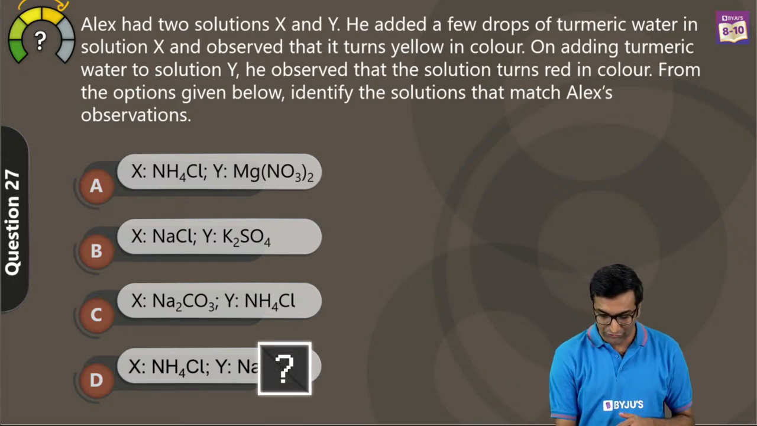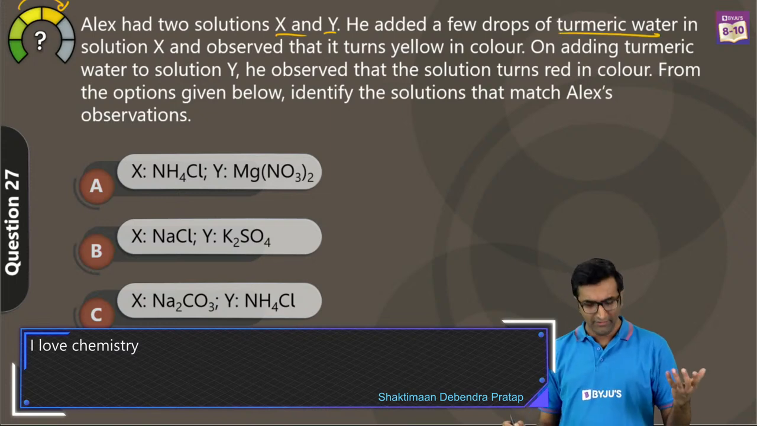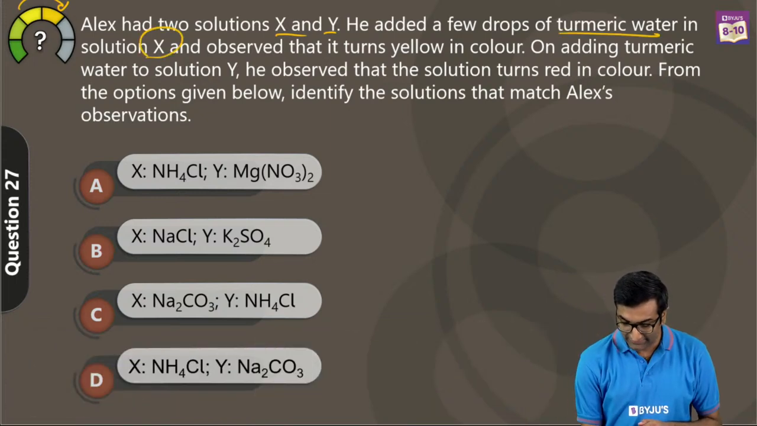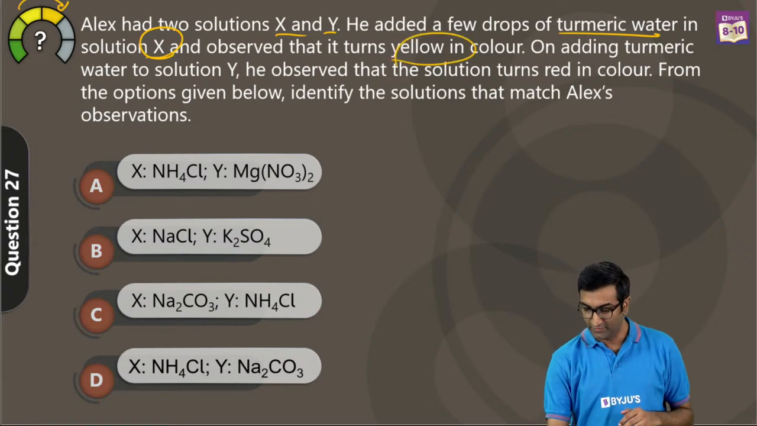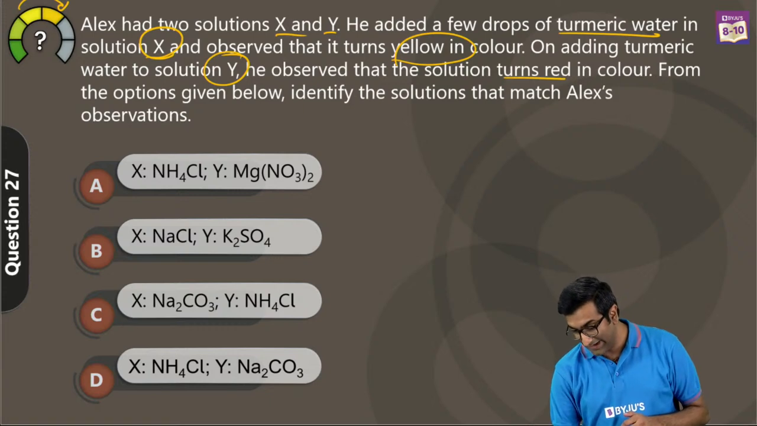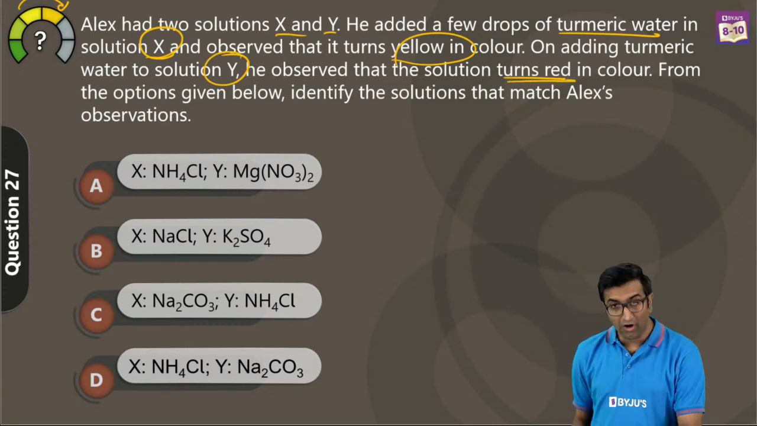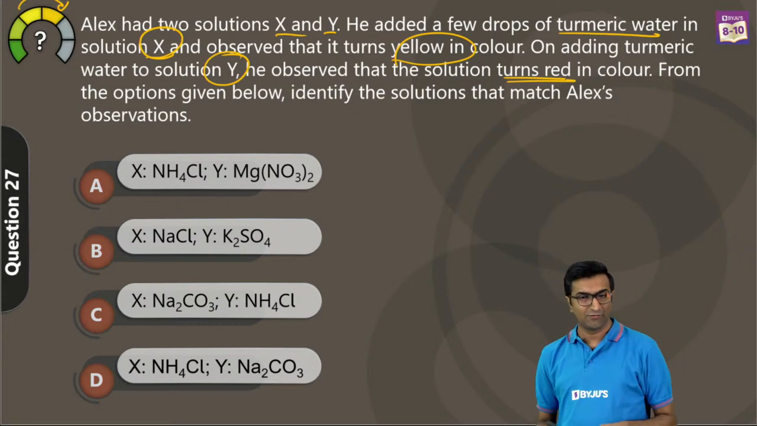Alex has two solutions, X and Y. He added a few drops of turmeric water, haldi, in solution X and observed that it turns yellow in color. On adding turmeric water to solution Y, he observed that the solution turns red. Now from these options, we have to identify which of the solutions match Alex's experiment.